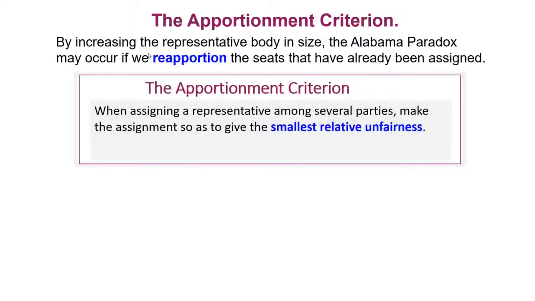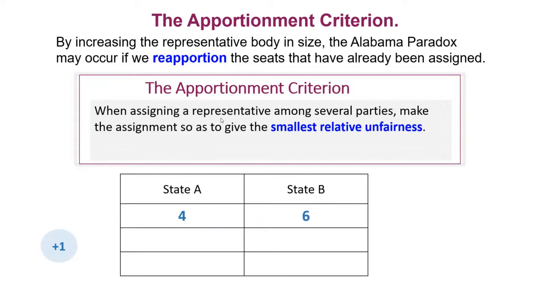But you also have the apportionment criterion in this course. So what is it about? When assigning a representative among several parties, make the assignment so that it gives the smallest relative unfairness. Suppose that we have state A and state B, and they have the current number of representatives.